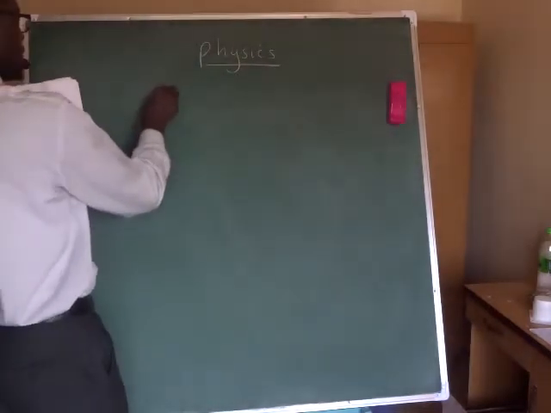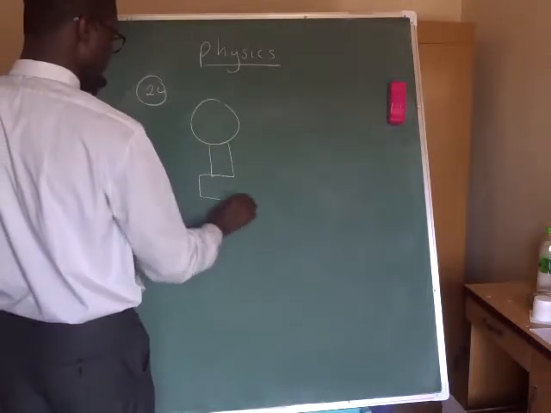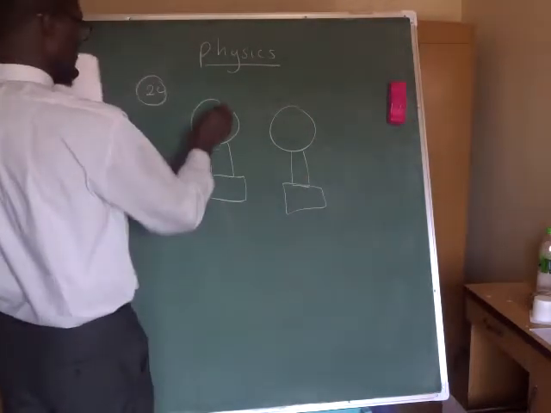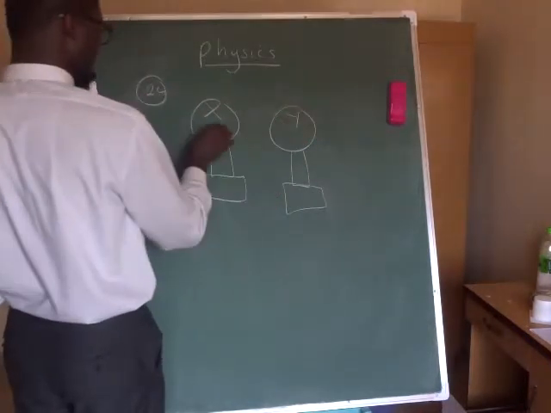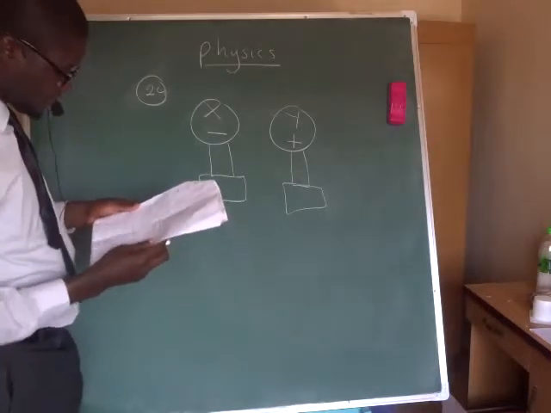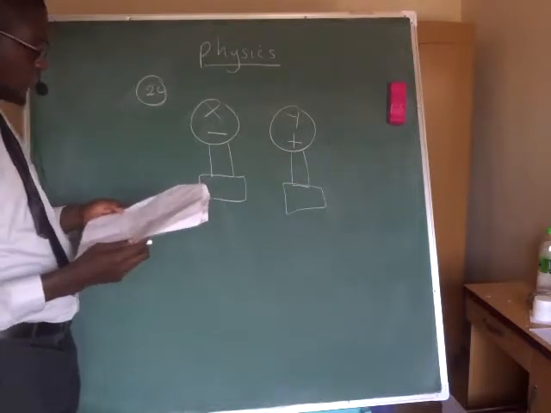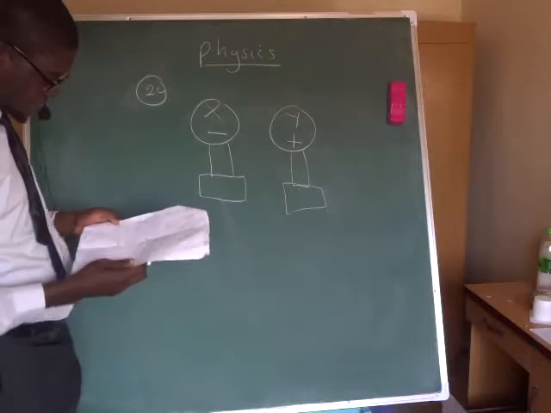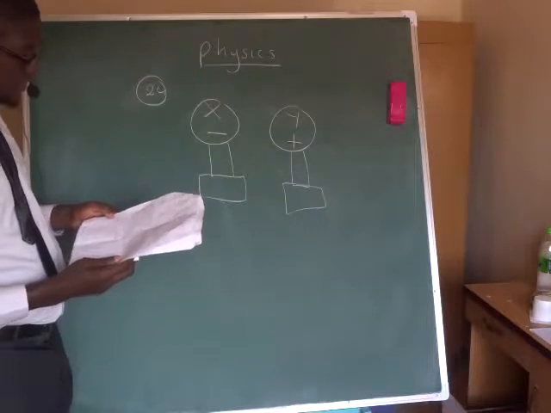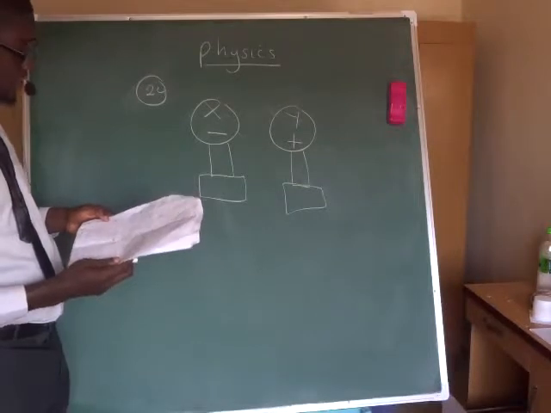Question 24. So we have two bodies. This one is x and this is y. X is negative, y is positive. In the diagram above, the charges x and y are opposite. What happens when they are in contact? A. X and y become negatively charged. B. X and y attract each other. C. X and y become positively charged. And D. X and y repel each other.